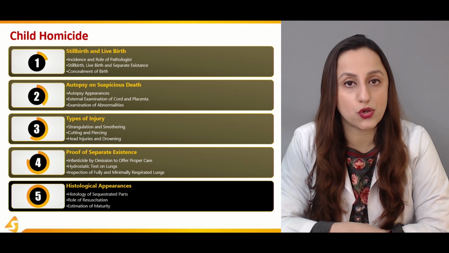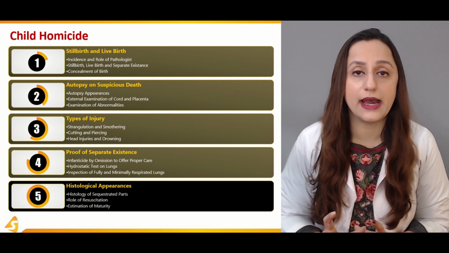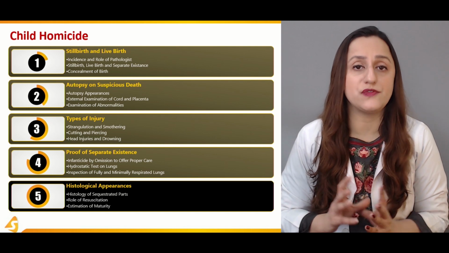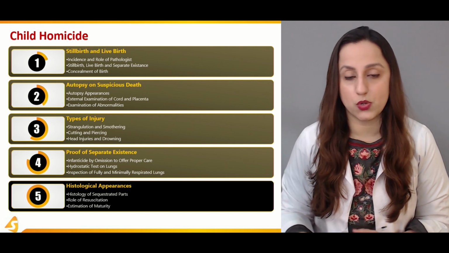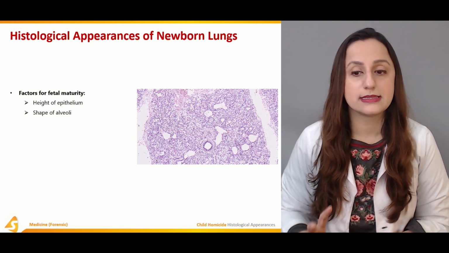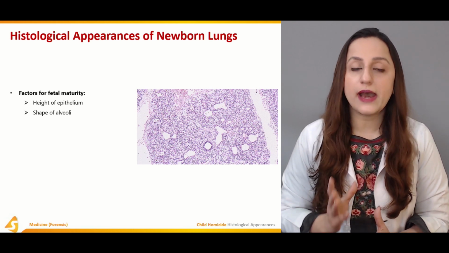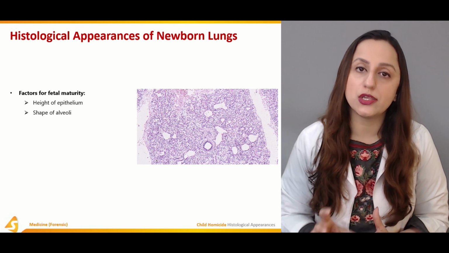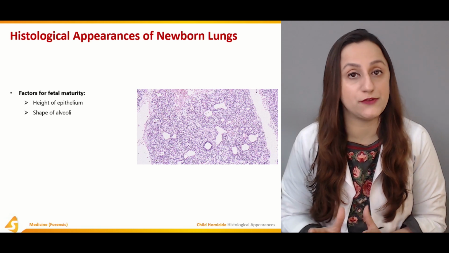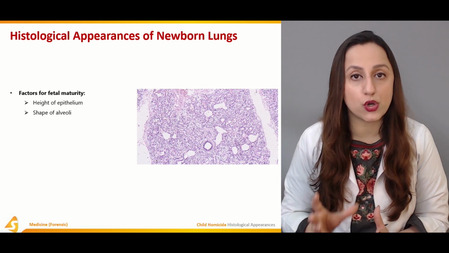The estimation of maturity is again going to summarize the fact that the age of viability is very important if we are considering neonatal deaths and infanticides, as well as adolescent deaths in such a case. The histological appearance of the newborn lungs is quite significant over here, and the sections are sent to the histopathologist. The factors for fetal maturity that the histopathologist has to look for are the height of the epithelium as well as the shape of the alveoli. These are the factors he is going to look for just to see whether maturity has been attained or not.